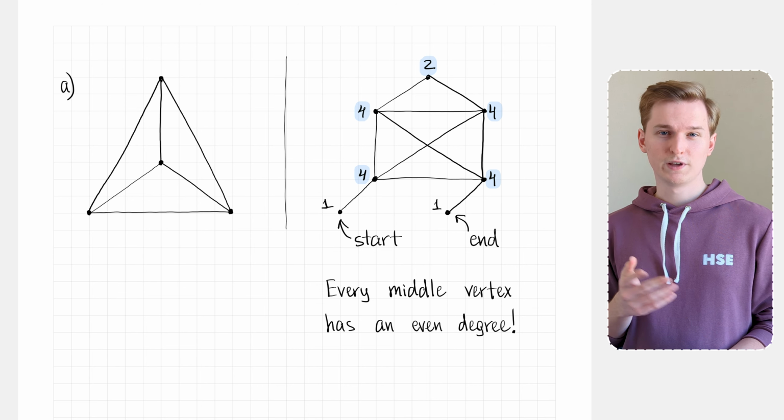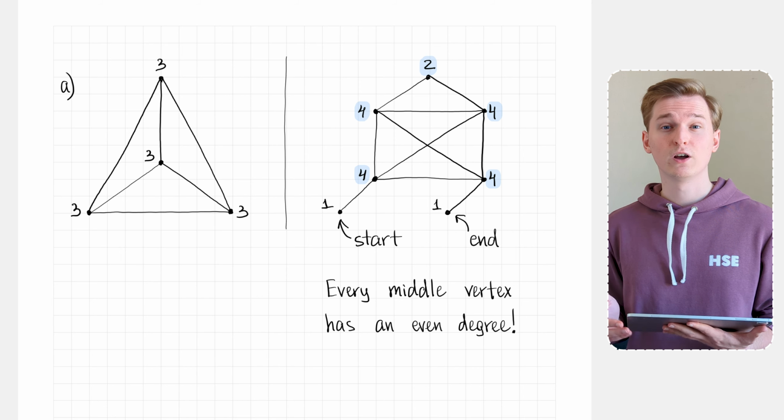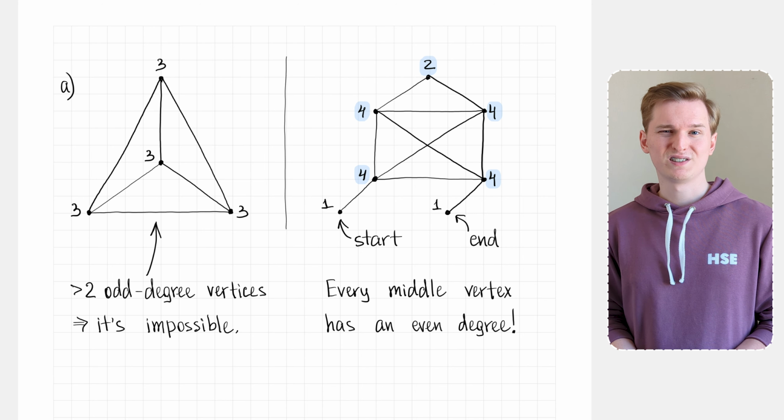Now, let's go back to diagram A. Counting the degrees, we find that all 4 vertices have an odd degree of 3. Since we have more than 2 odd degree vertices, it's impossible to draw this graph following the rules.